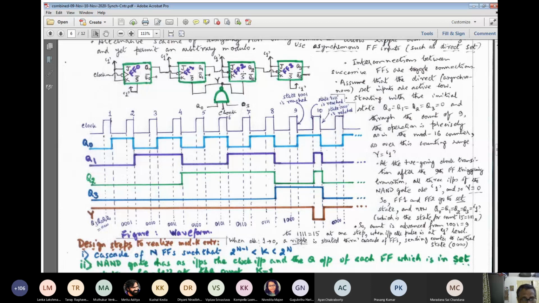To answer that, let me tell you, as soon as the clock transitions from 1 to 0, immediately Y will become high and its effect will be earlier than the effect of FF0. So the clock falling from 1 to 0 will affect FF0, and that will affect the NAND gate. But the NAND gate is only a single gate.